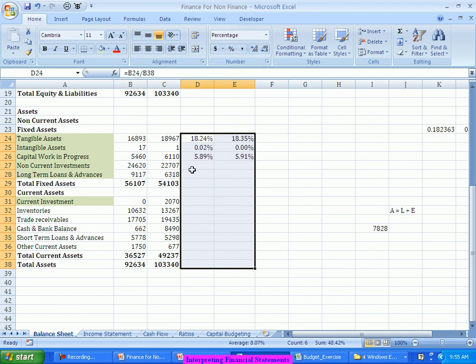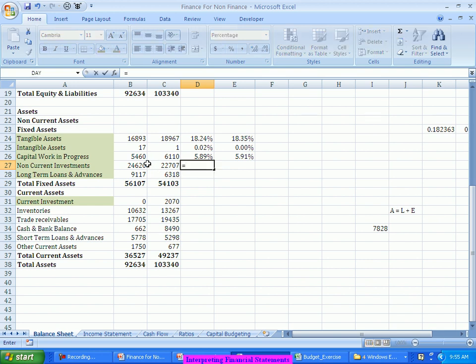You see, 5.89, 5.91, where there is not much of a big difference at all. And probably investments, yeah, investments have actually come down. Initially, last year, they were 26%, whereas this year, they have become only 22%. So they have sold off some of the investments. I need to see whether this drop in the investment is increasing somewhere else.